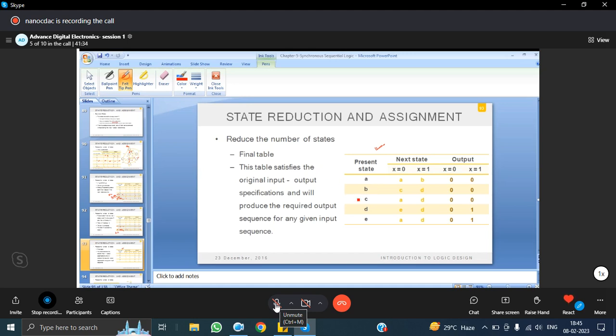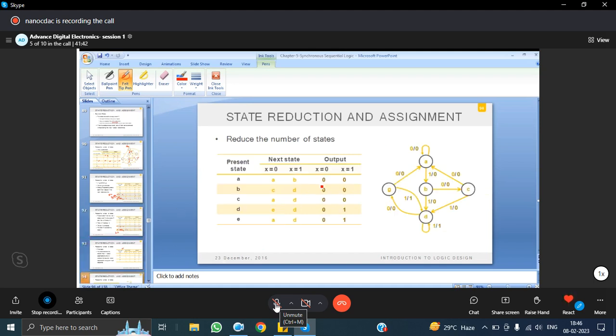So this final state table is satisfying the original input output specifications. The next step is the state table with a reduced number of states. So this is the final one. How was this done? The present state is A. When X is equal to 0, what is happening? The next state is A with output 0.